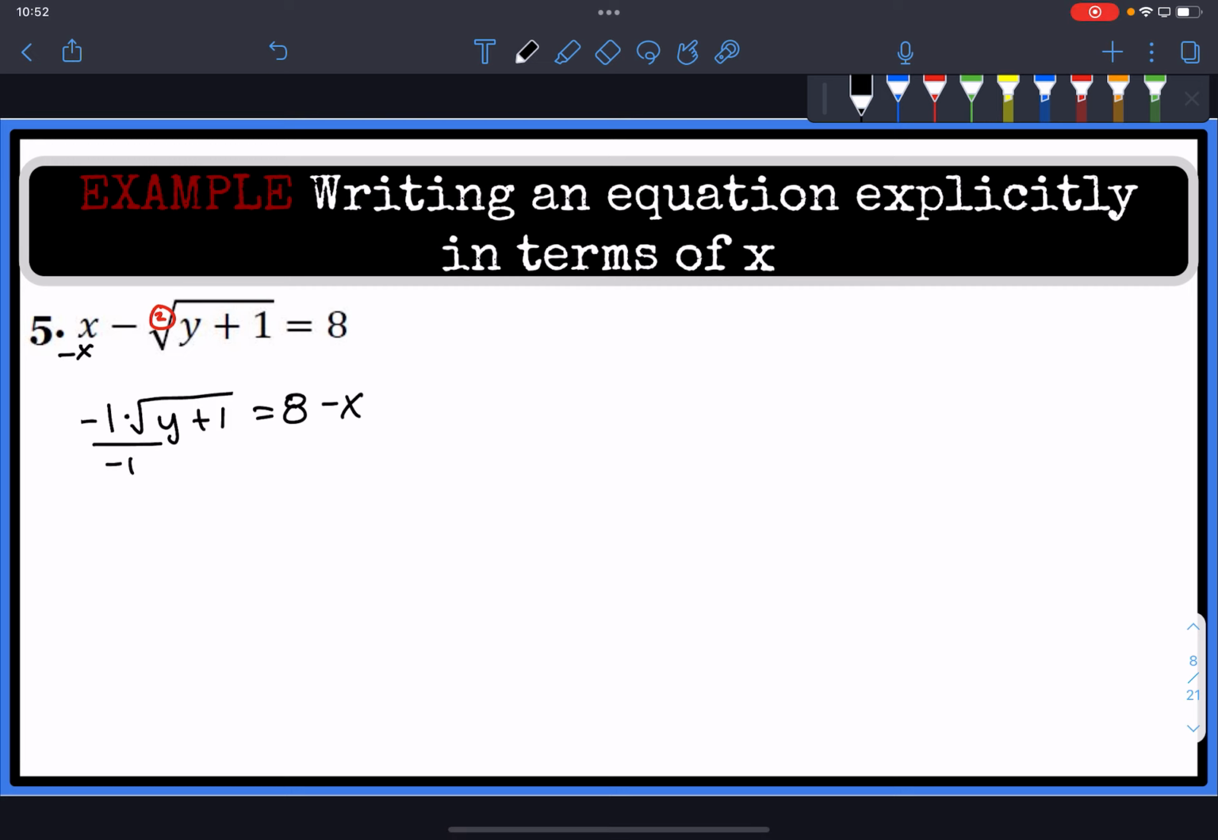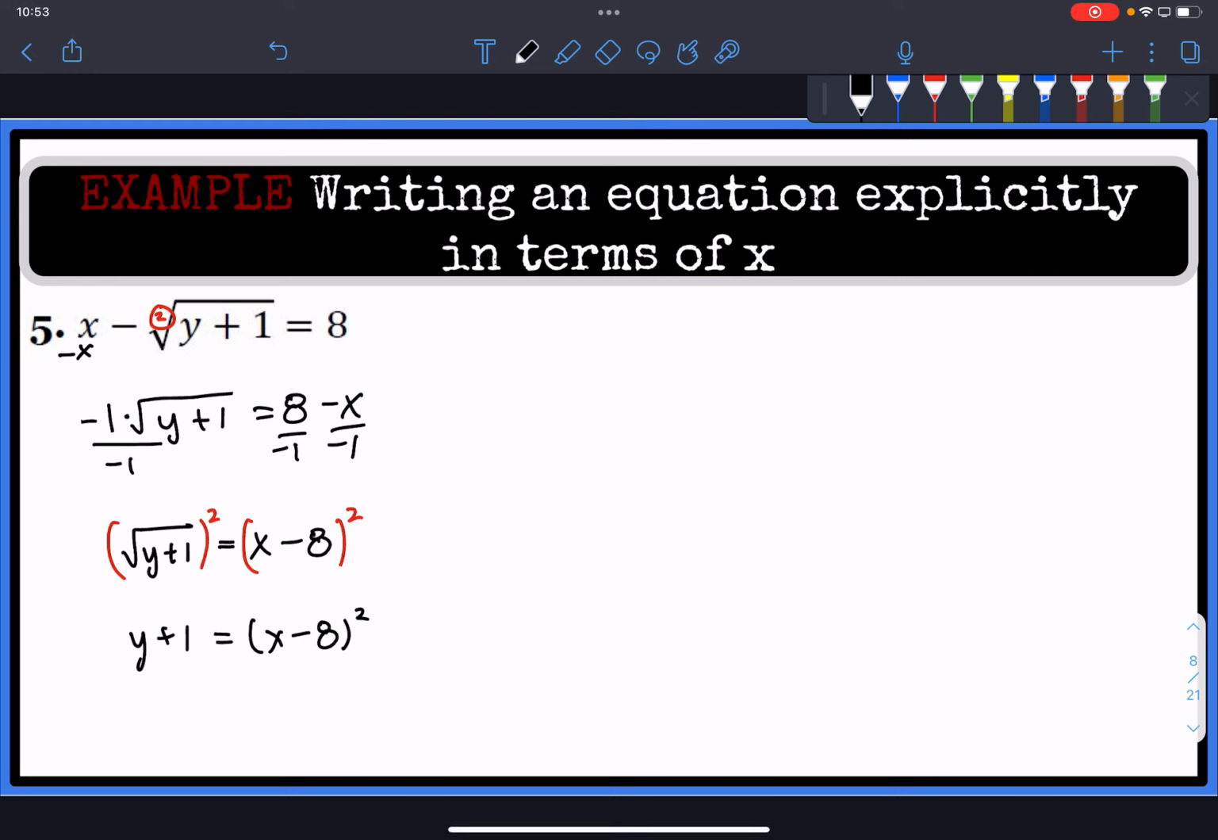Similar to the last example, we're going to divide by negative 1. So we end up with y plus 1 is equal to, I'm going to rearrange the two terms, a positive x and a negative 8, so x minus 8. And this time, we're going to raise it to the second power since our index is 2. And we end up with this. Well, just like the last example, we want to subtract the 1 from both sides, so we can again explicitly solve this equation in terms of x.